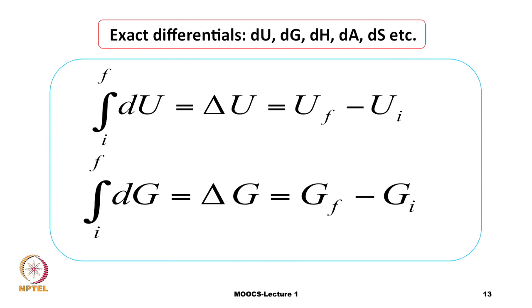Any property, for example U is a state function, G is a state function, H is a state function. Therefore, dU, dG, dH, dA, dS, etc. are exact differentials, and delta can be written for a change. If dU is an exact differential, then delta U will be U final minus U initial, and this applies to all the properties which are state properties. For example, again, the integration of dG from an initial state to a final state is equal to delta G, which can be written as G final minus G initial.